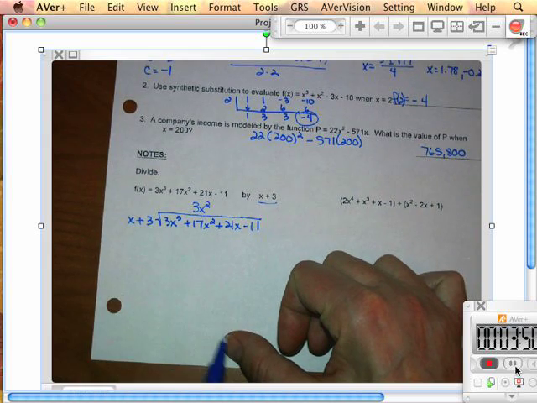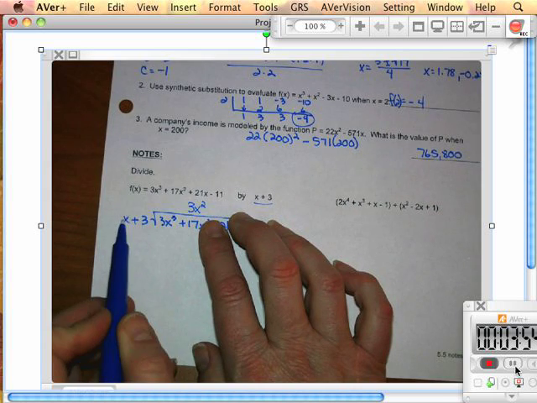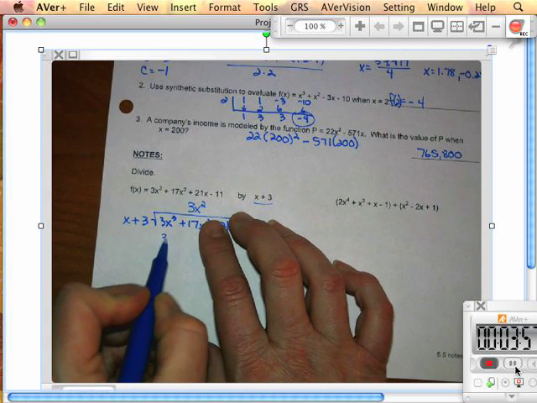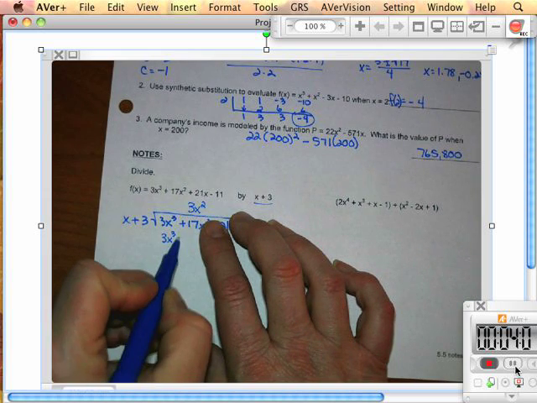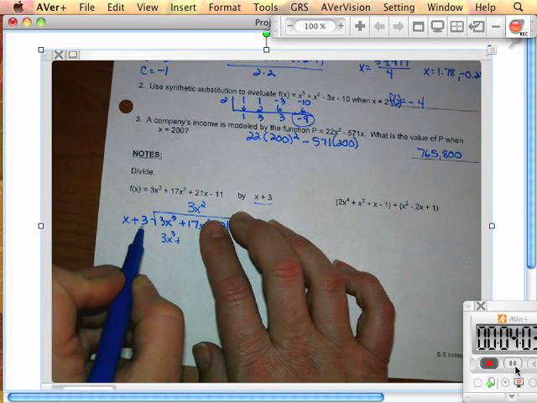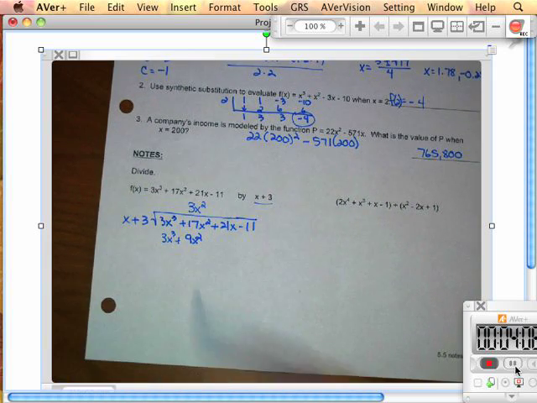Now I multiply 3x squared times x, and that goes right here. That's 3x cubed. Also, I have to multiply 3x squared times 3, which is 9x squared. So sit and absorb that for a minute.